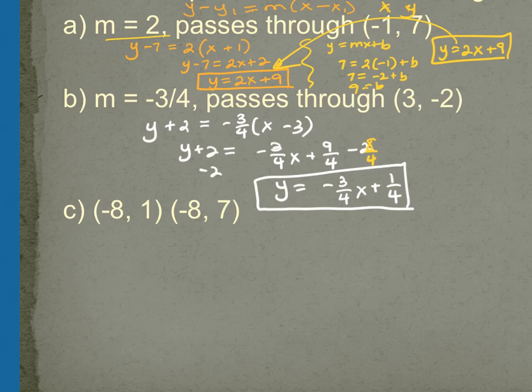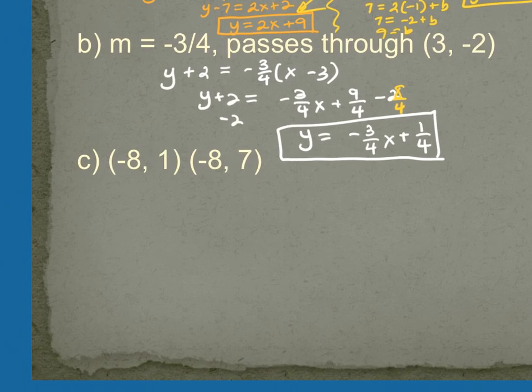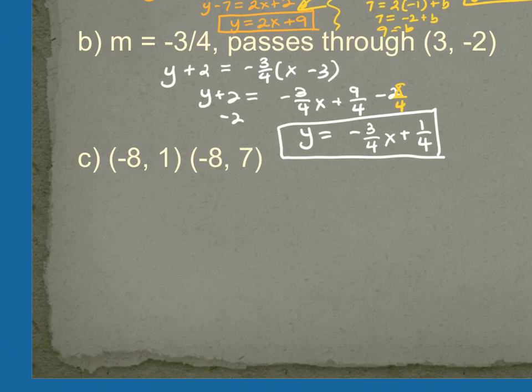So now C just gives you 2 points, right? I don't have the point and the slope. So what do I have to do first? Find the slope. So I'm going to use the points to find the slope: y2 minus y1 over x2 minus x1, and the denominator becomes x minus a negative 8, which is 0. So I get 6/0. What's 6/0? Undefined. It's not zero, right? It's undefined. What does it mean if the slope is undefined? It means it's a vertical line, which is what kind of equation, x or y? It's an x.